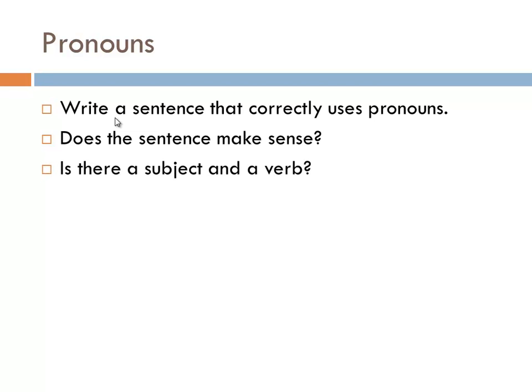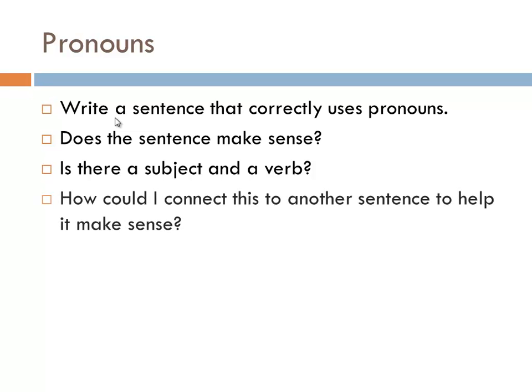So in your sentence, did you have a subject and a verb? So hopefully you put in a pronoun so you have a subject. Did you make sure that there was an active or a linking verb? And how could I connect this to another sentence to help it make sense? What I just stated is that hopefully you have a formal noun before it that you would be able to relate your sentence back to, meaning they go in order and you don't include other formal names to confuse you or your reader.